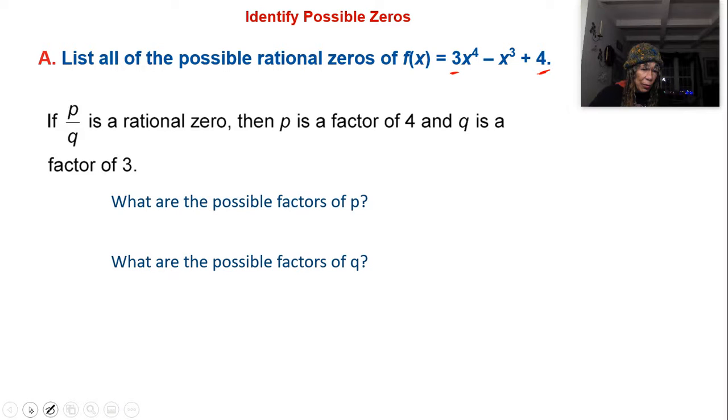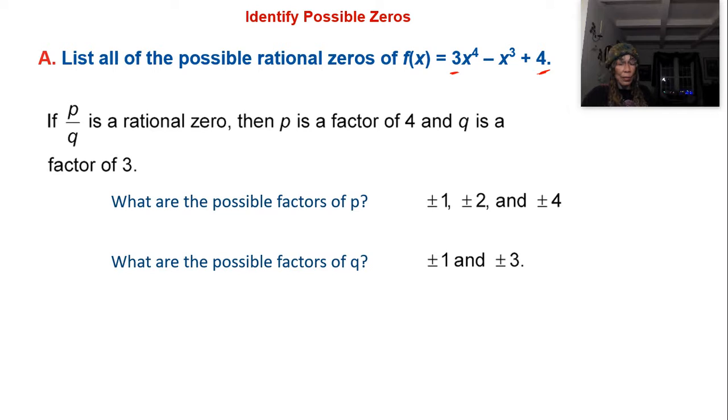So what are the possible factors of P? And did I mention they're all positive or negative? Because a negative times a negative is a positive. And any combination of the above. So all the possible factors of P are those. All the possible factors of Q are those. And if I'm writing my fraction P over Q here, I have to write every possible permutation of those.